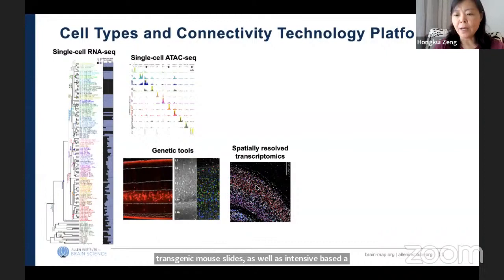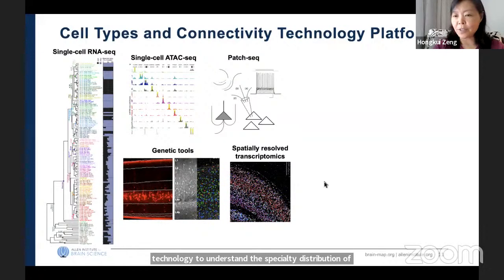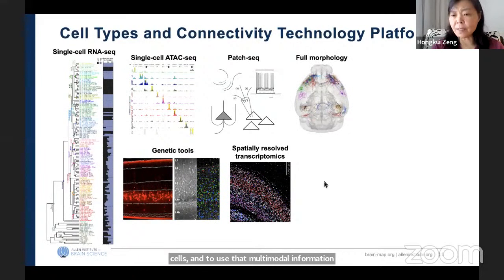We also use spatially resolved transcriptomics technology to understand the spatial distribution of the different cell types. We use the multi-modal patch-seq approach to gain transcriptomic, morphological, and electrical information from the same cells and to use that multi-modal information to define cell types. Furthermore, we connect the molecular identities of the cells and their long-range projection patterns through the reconstruction of the brain-wide full morphologies of the individual projection neurons.